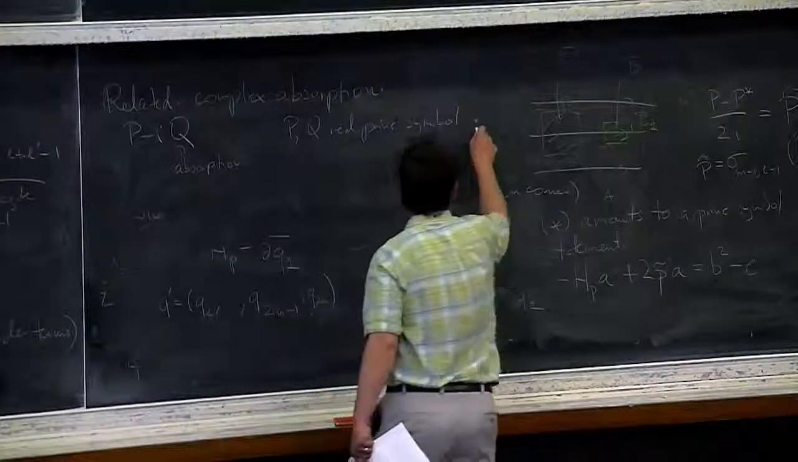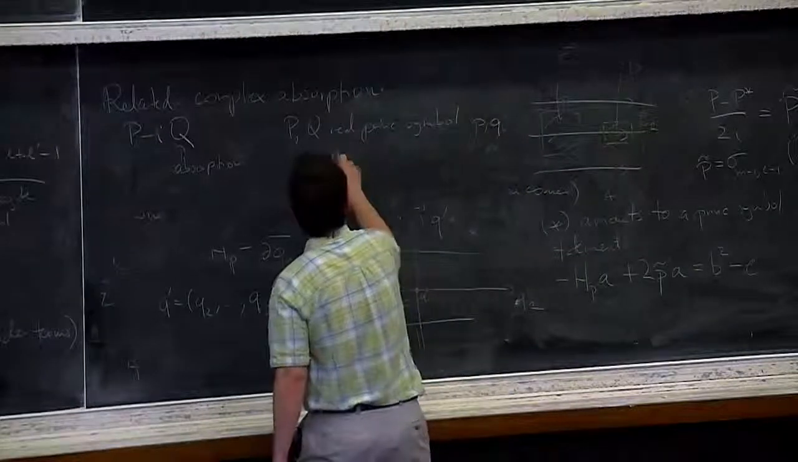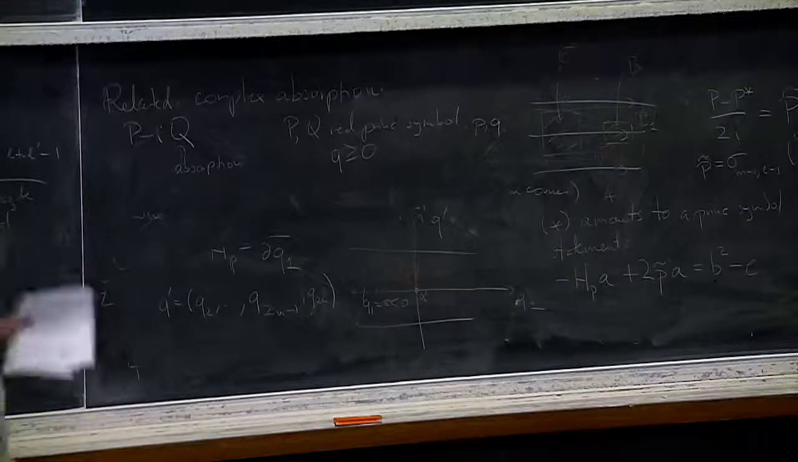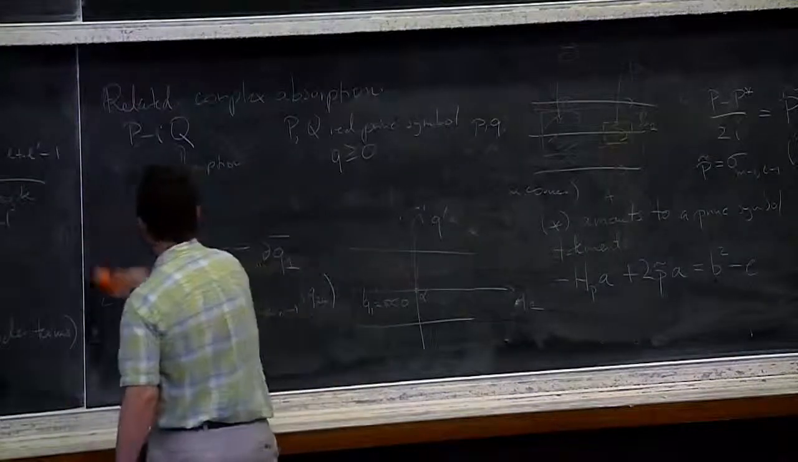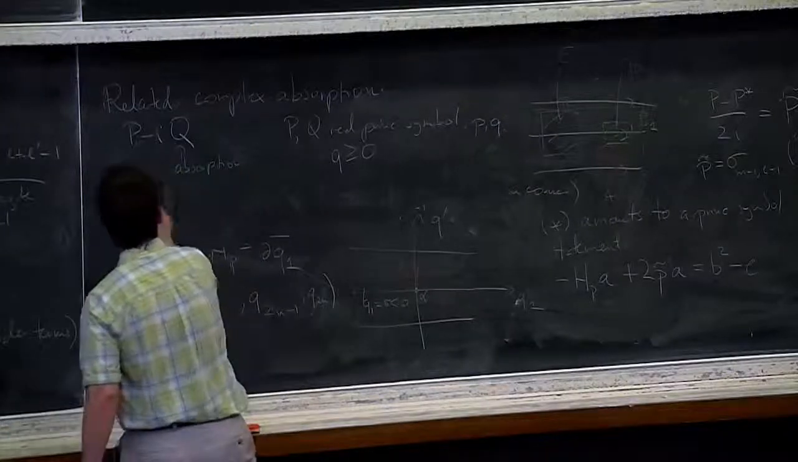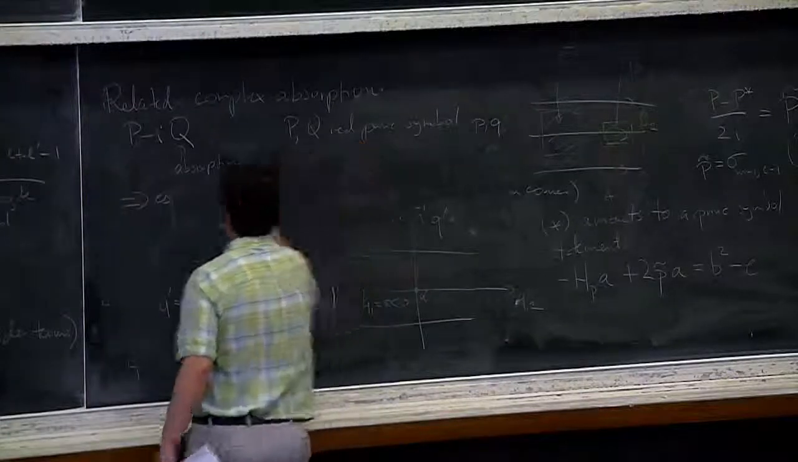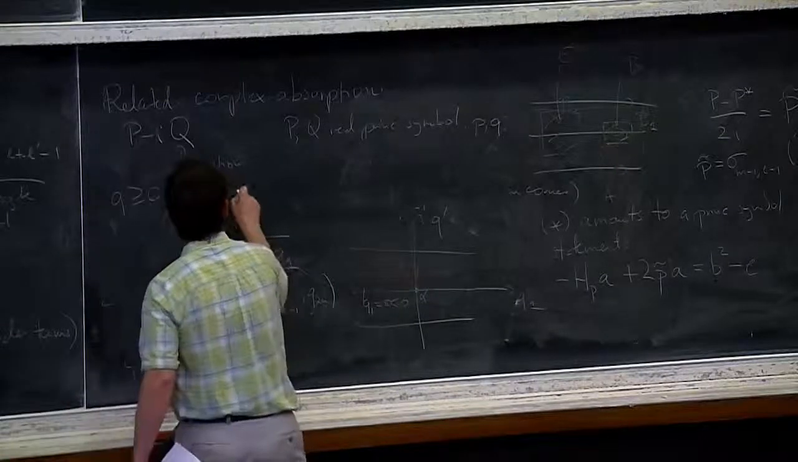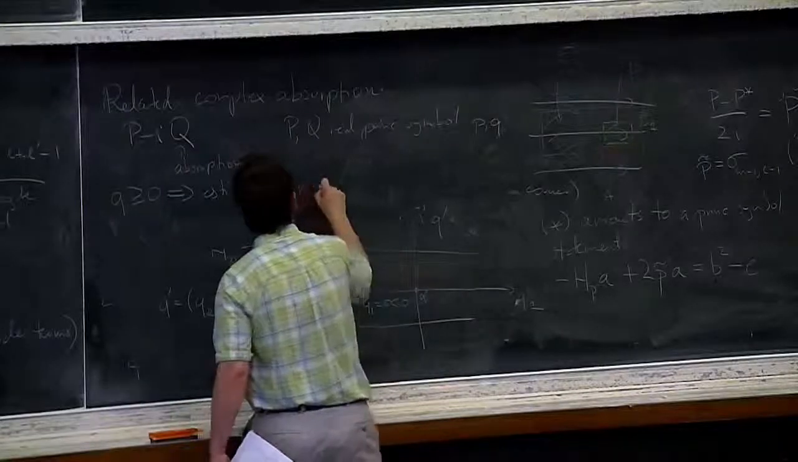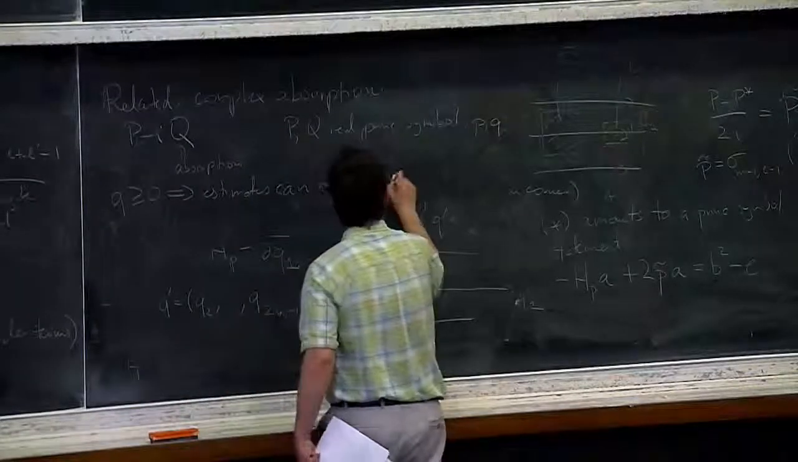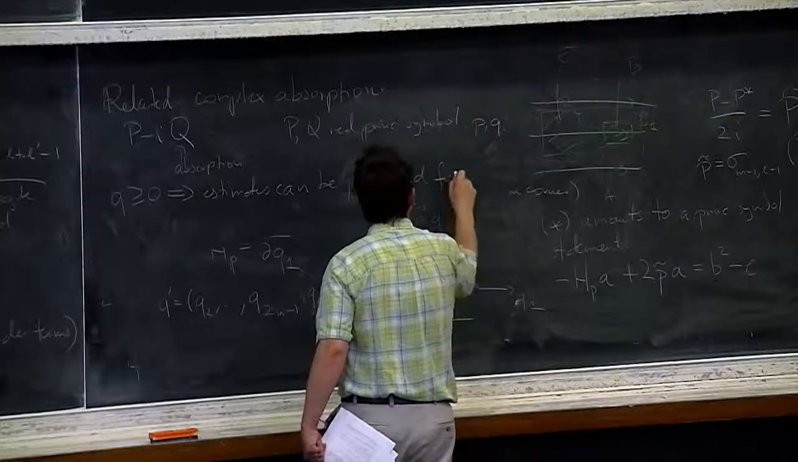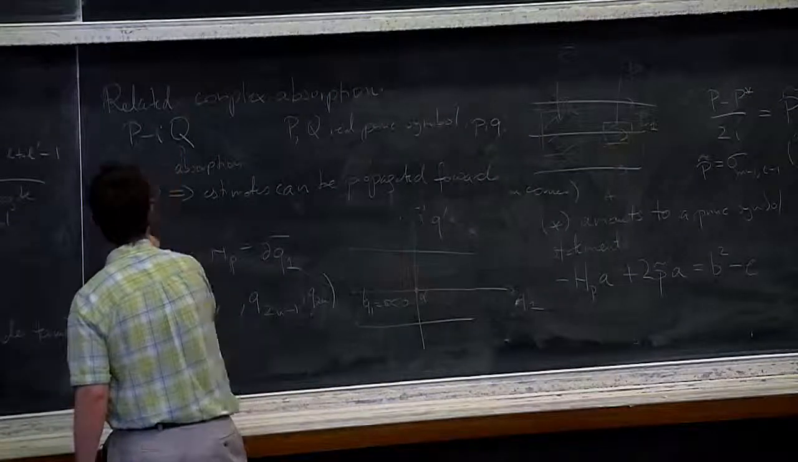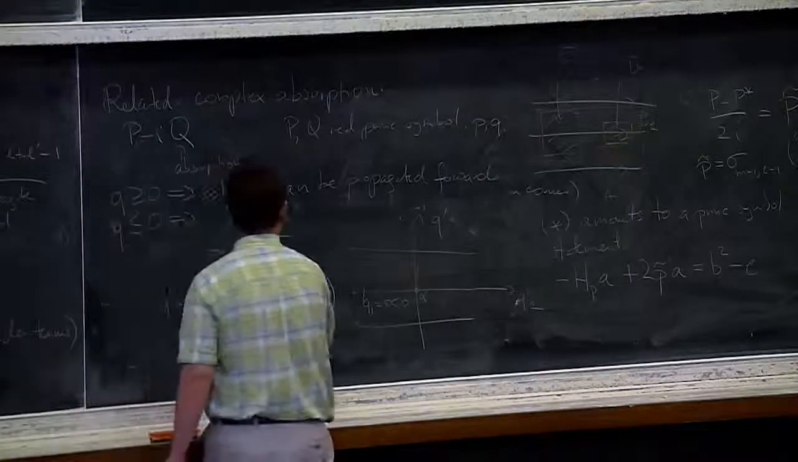So let's go PQ. I'm going to make Q greater than or equal to 0. So when you have this, then you can just go through this sort of calculation and check if everything is OK. This implies that estimates, so maybe I should write it like this: Q greater than or equal to 0 implies estimates can be propagated forward. So wavefront set backwards, while Q less than or equal to 0 is the opposite way.